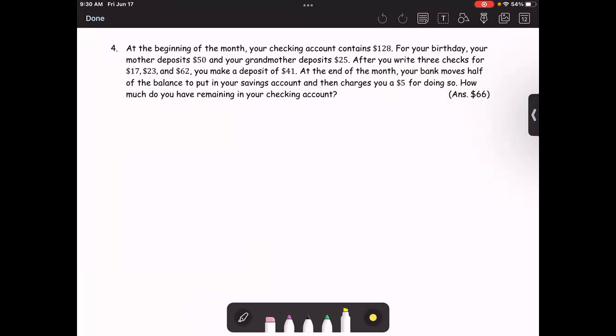Let's take a look at the applications of the order of operations. For number 4, at the beginning of the month, your checking account contains $128. For your birthday, your mother deposits $50 and your grandmother deposits $25. After you write 3 checks for $17, $23, and $62, you make a deposit of $41.